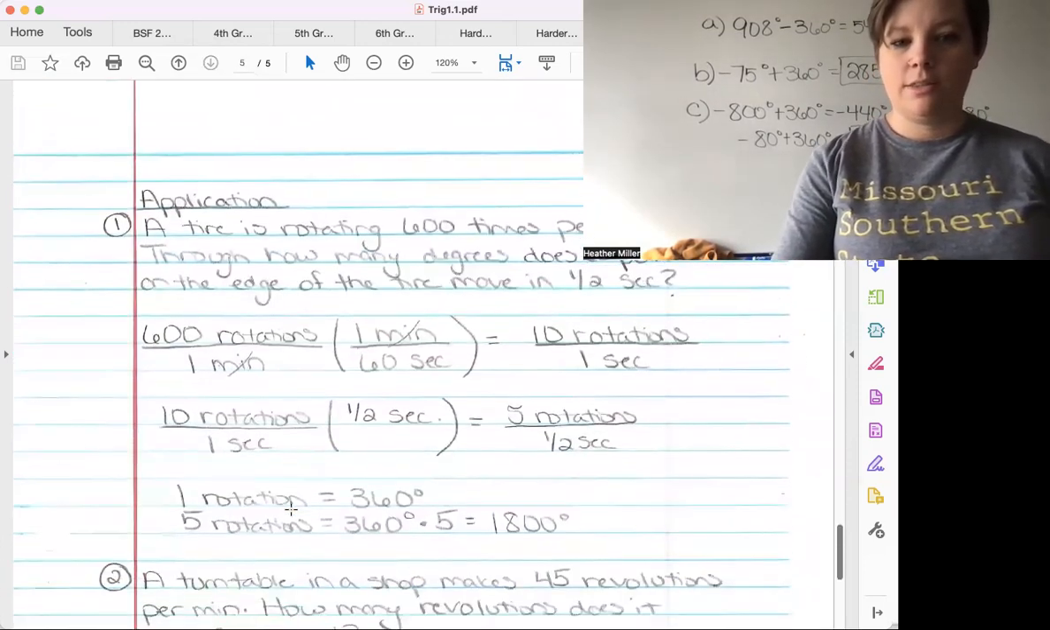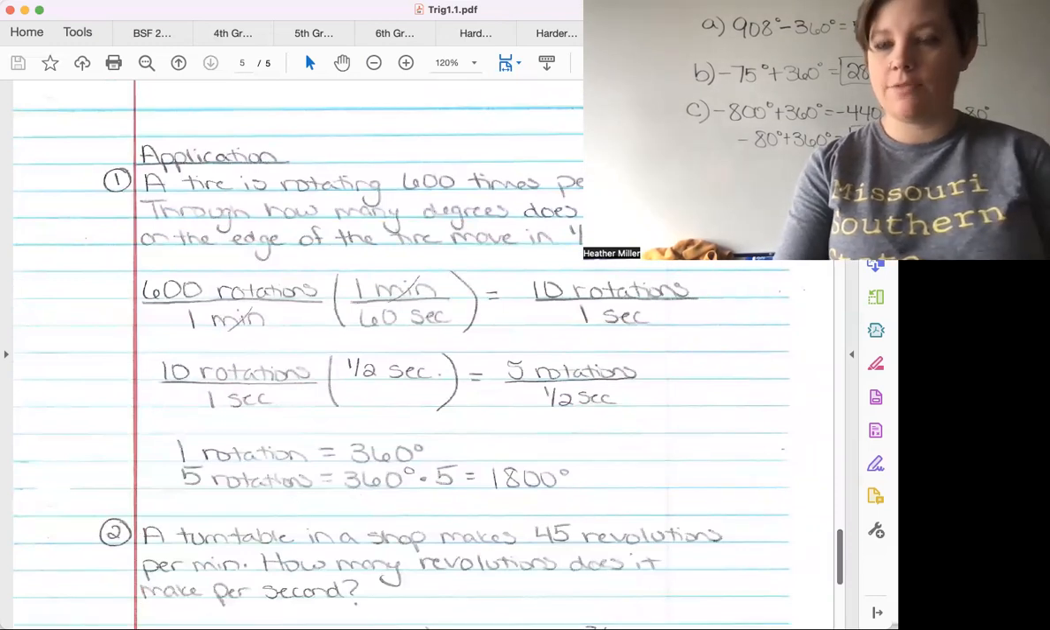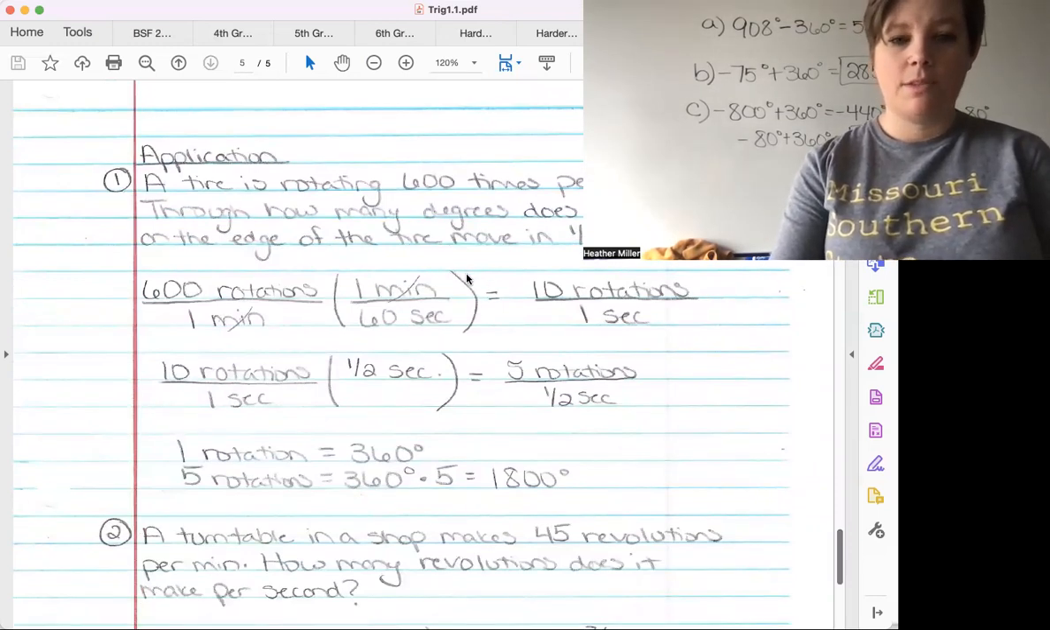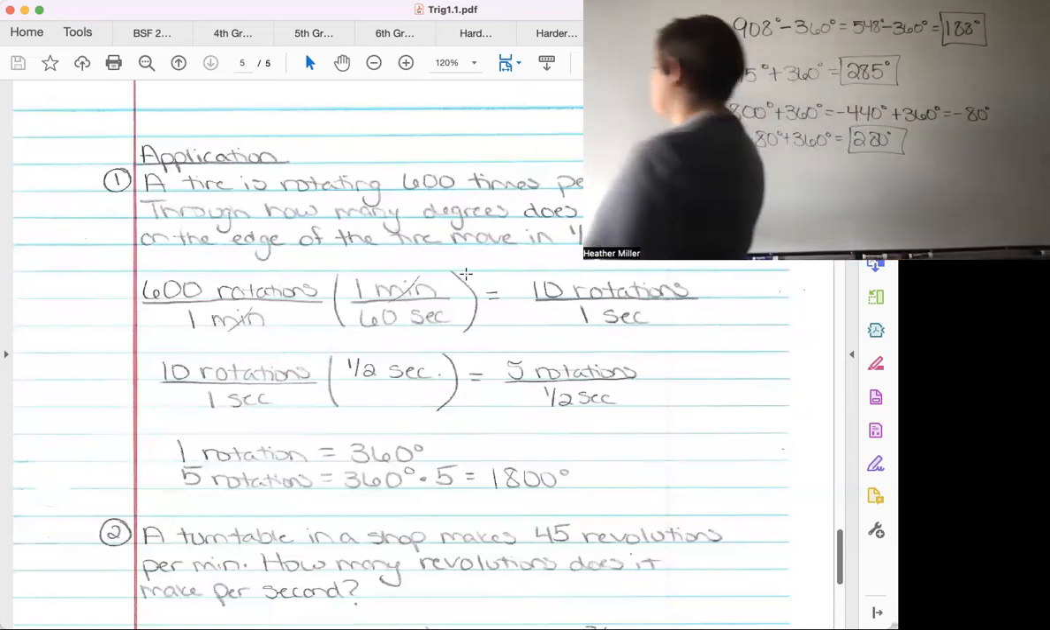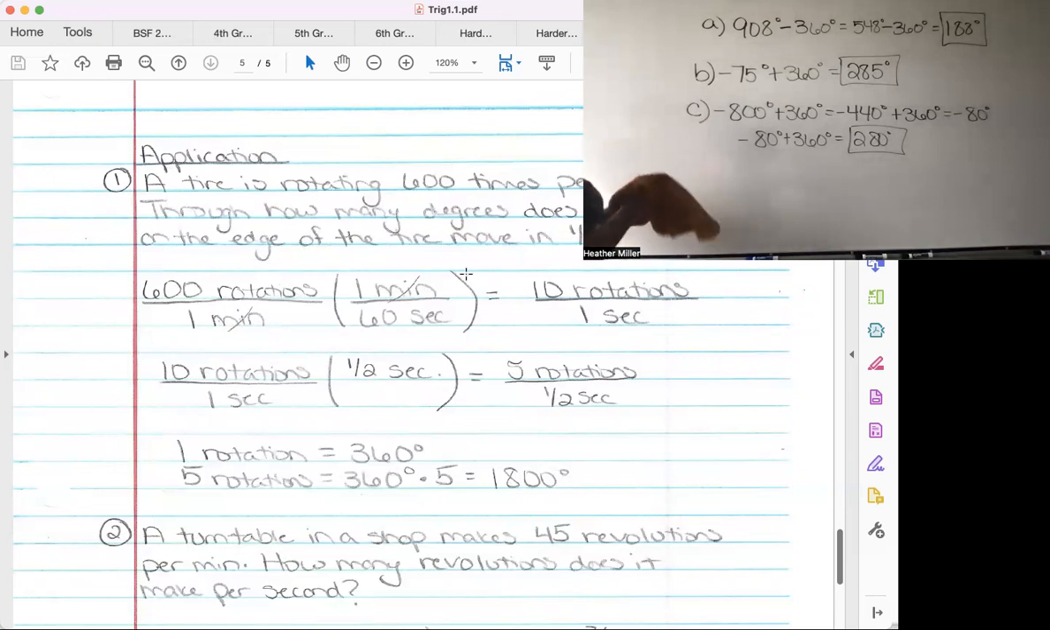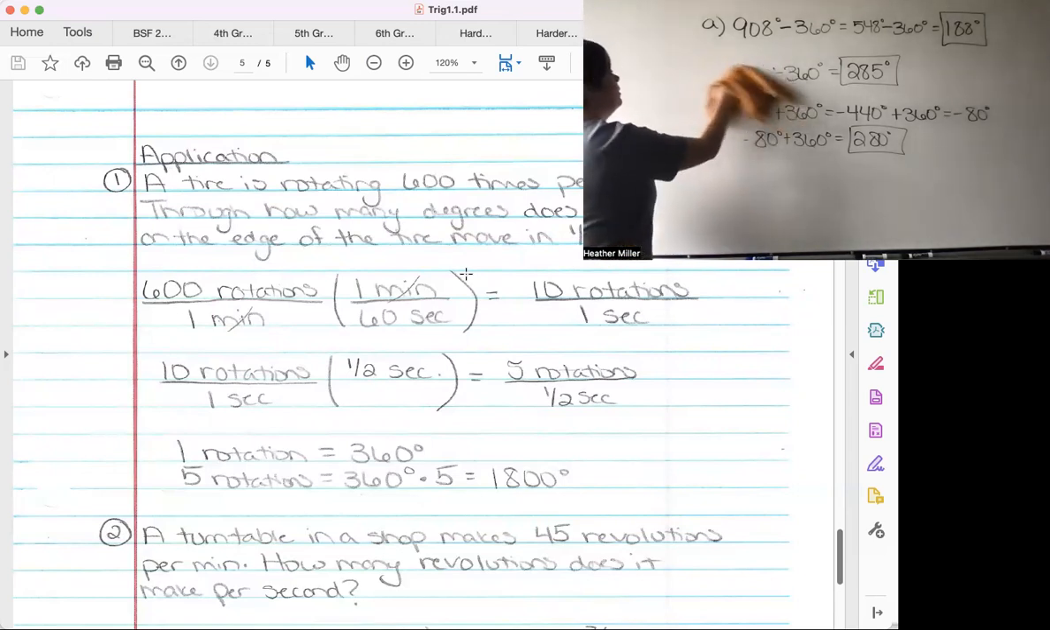All right, last two problems here. We have some application problems. So application problems, you ever hear that word in a math class? You need to think word problems. We will deal with word problems in trig.